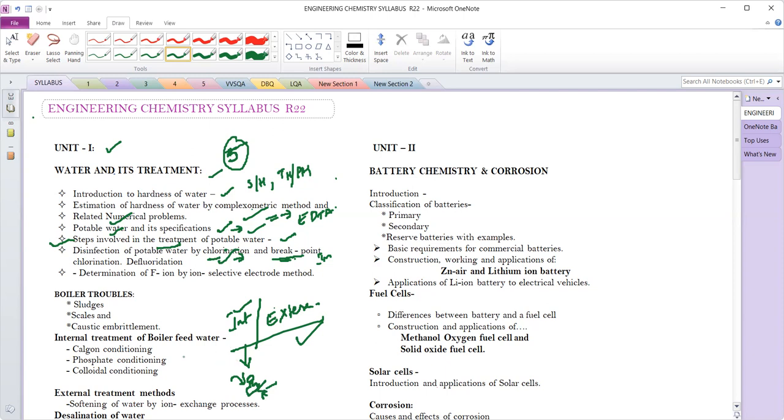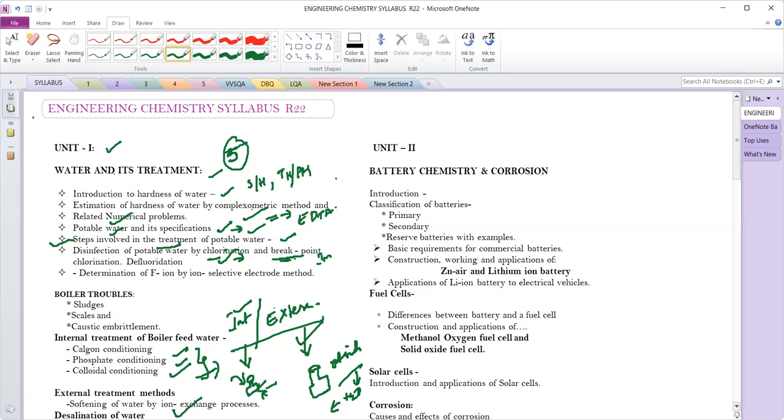In internal treatment, you can see there is Calgon conditioning, phosphate conditioning, colloidal conditioning. Apart from this, there are some other techniques as well. During the discussion, definitely we will discuss that, right? So next thing is external treatment. External treatment is nothing but before the water is taken into the boiler, outside only, the water is treated with different types of processes. Okay.